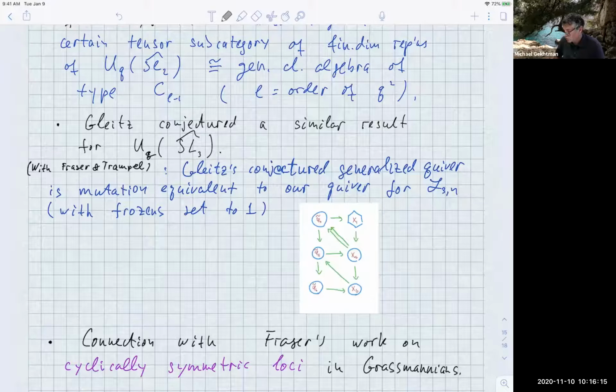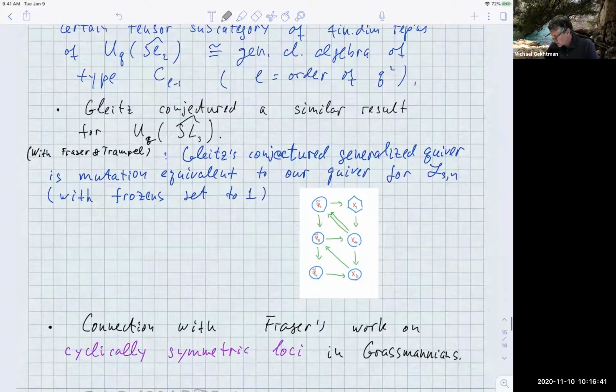There is a connection to Fraser's work on cyclically symmetric loci in Grassmannian. So these structures become what's called quasi-isomorphic. It means that the essential structure is the same up to multiplication of cluster monomials, cluster variables by monomials in frozen variables. All right, so that's another example.